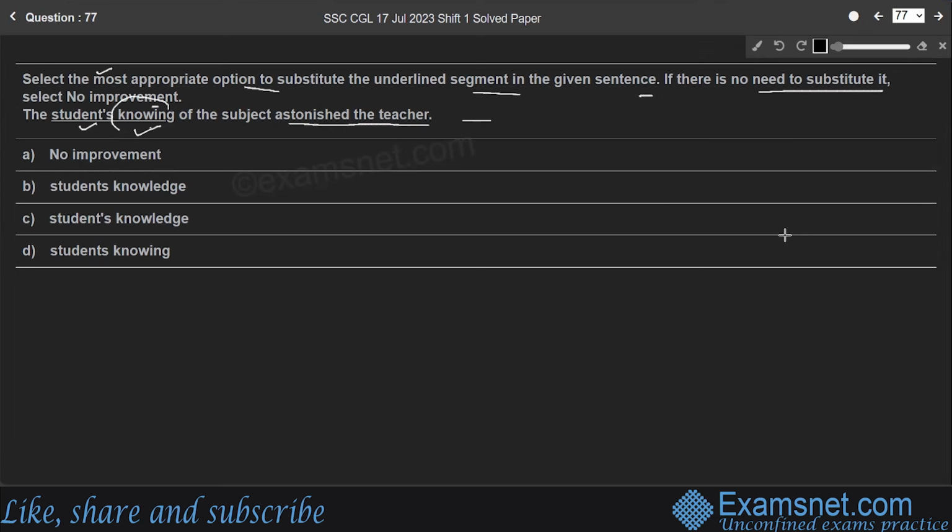Therefore, in place of knowing, if you substitute knowledge, the abstract form of the noun, abstract noun, the student's knowledge of the subject astonished the teacher will be the right answer, right? Student's knowledge, option C is the right answer. The sentence further talks about the teacher being astonished, so it would be the subject knowledge only, right? Therefore, the student's knowledge of the subject astonished the teacher would be the correct answer. Option C is the right answer.